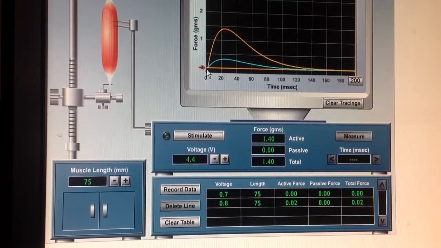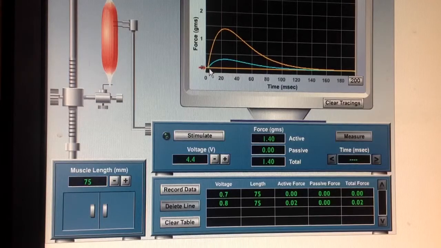We're going to have three phases of our twitch. We're going to have a latency phase, a contraction phase, and then a resting phase. If we notice in the latency phase, no contraction is taking place, but this is where the acetylcholine is released from the axon terminals into the synaptic cleft, causing sodium ions to depolarize into the cell.